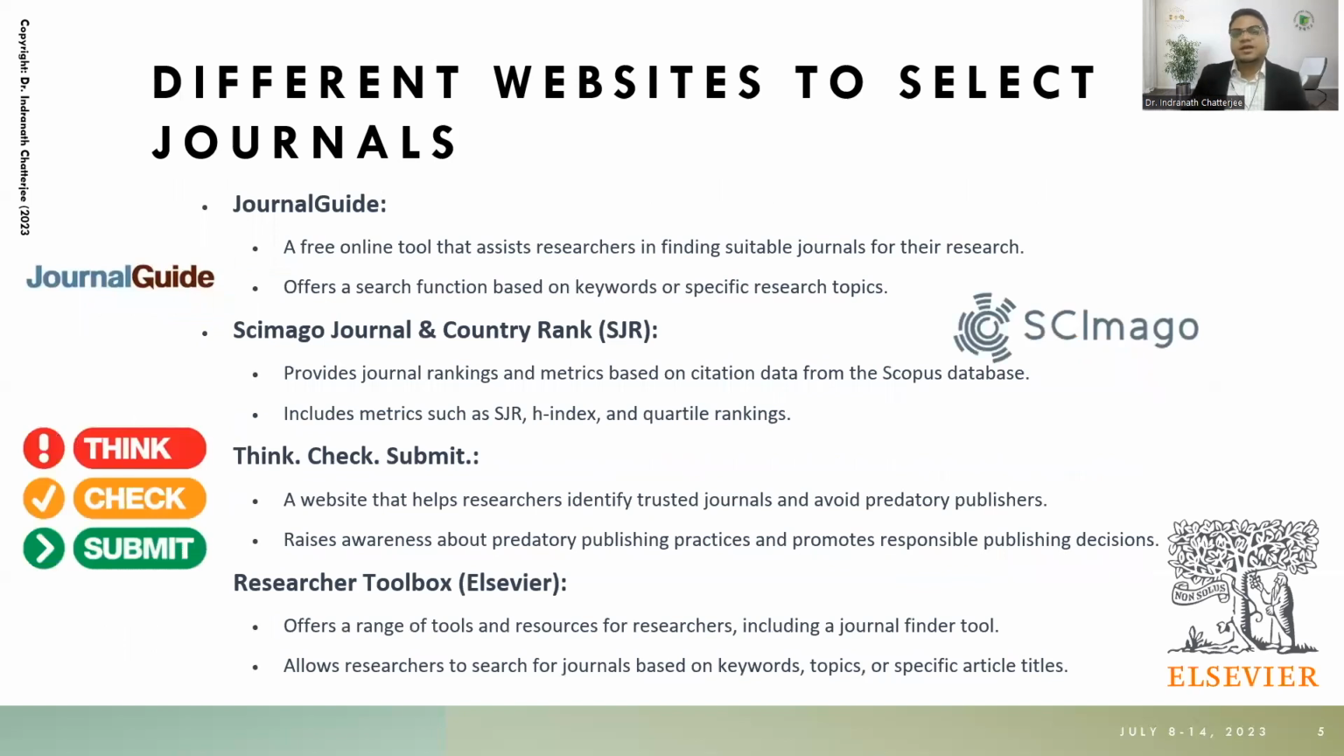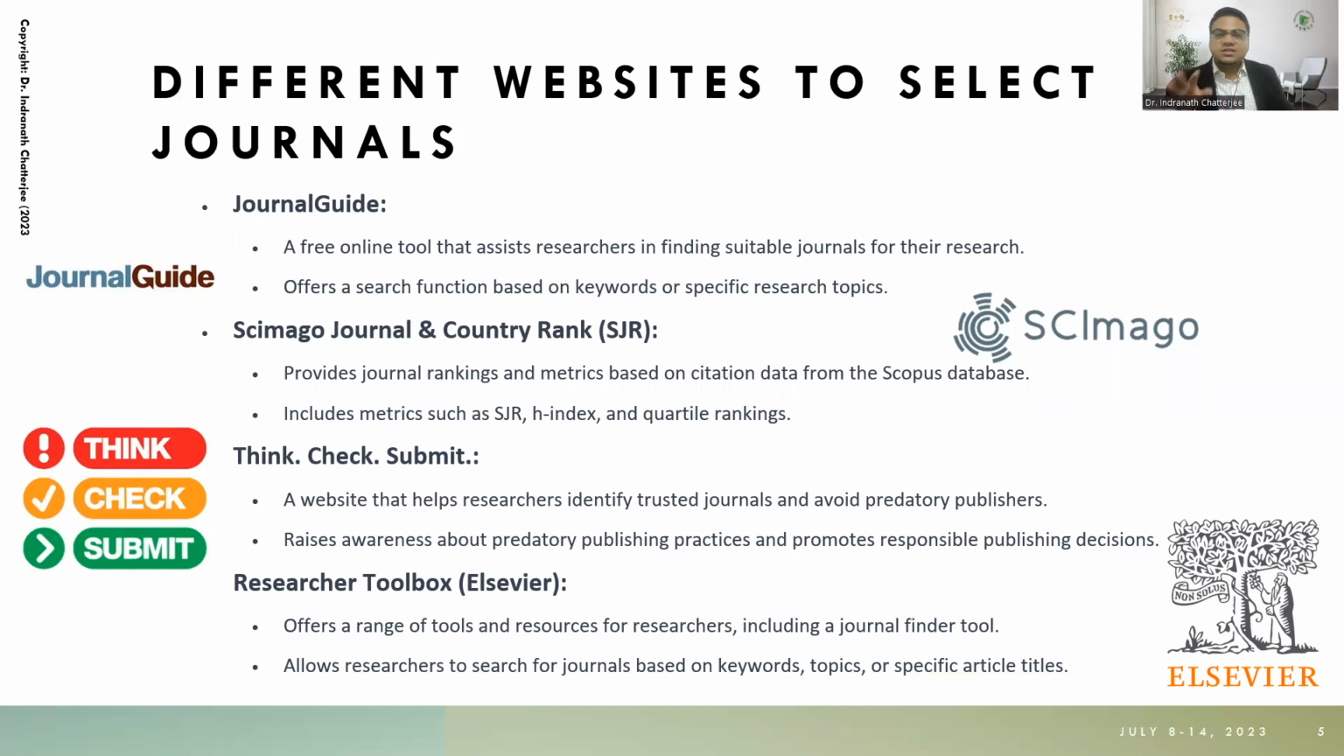The next website to select the journal articles is the Journal Guide. So Journal Guide is a very nice, free online tool where you can find the suitable journal based on your keywords and your abstract or your title. So I just told you that you have to be careful which keywords you are taking from your paper. It should not be from the introduction or any kinds of related work. It should come from your methodology part. That means you have worked in that particular technology.